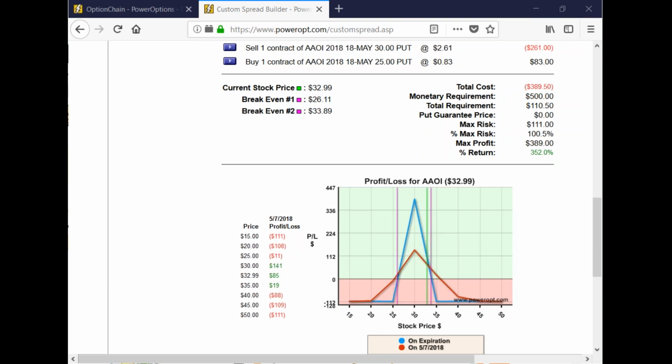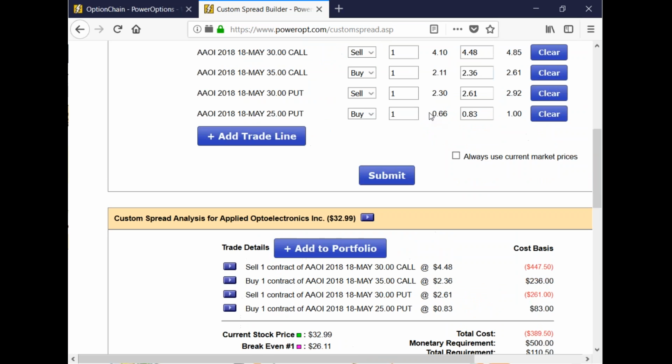Mark admits that TLT has treated me well with iron butterflies and iron condors. The Treasury ETF, not maybe a larger stock, a volatile stock such as AAOI, of course. And that's the key. Was TLT the double or is that the single?